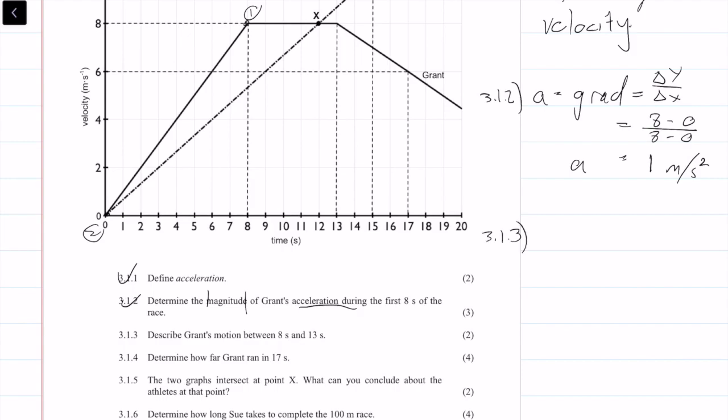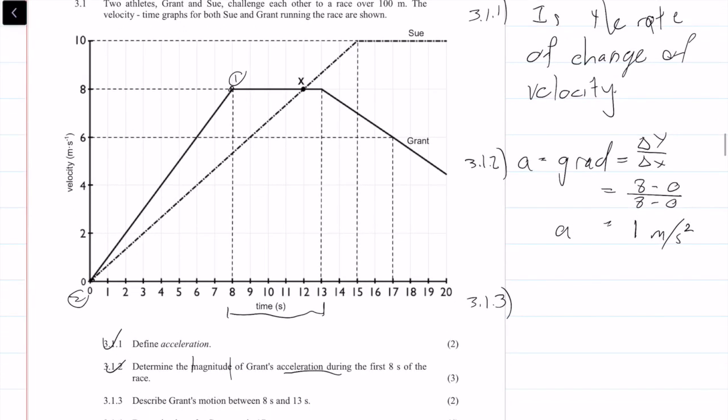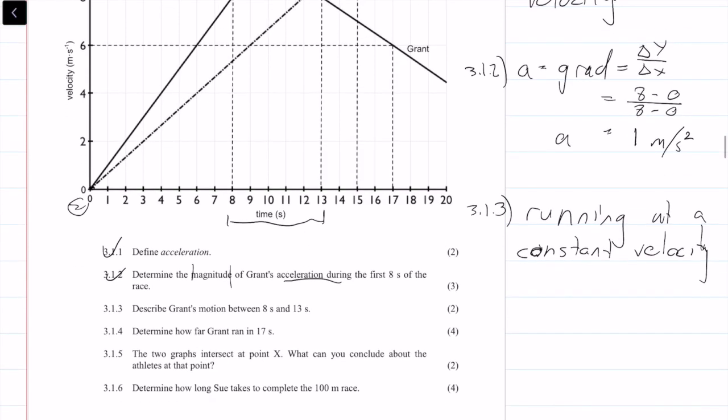3.1.3 describes Grant's motion between 8 and 13 seconds. So between 8 and 13, we're looking at this part right here. We see that the velocity is the same. It's always 8 meters per second, so we can say that he's running at a constant velocity. That's how I would describe it, and we get 2 marks for that.